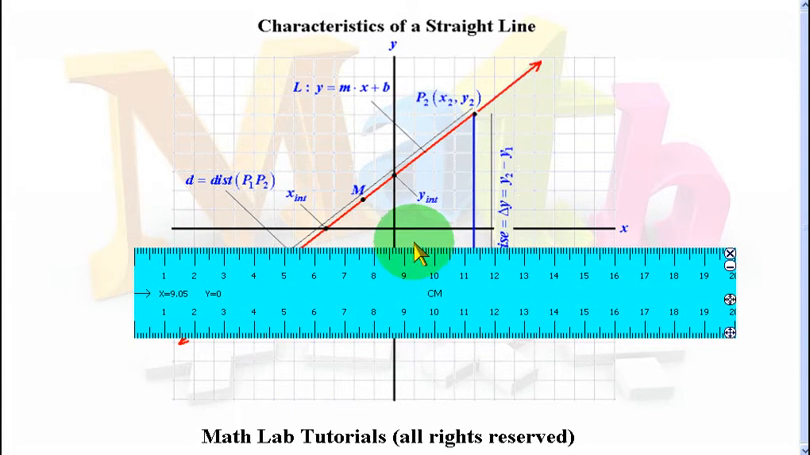So this is the positive x-axis. That's the negative x-axis. We have negative numbers along here and positive numbers along here. And you'll notice as we proceed from negatives towards positives, the x values are increasing.